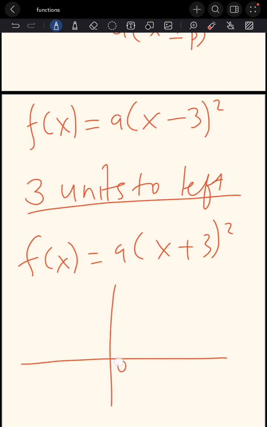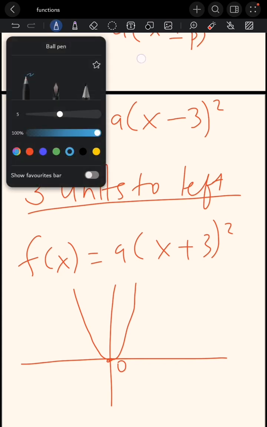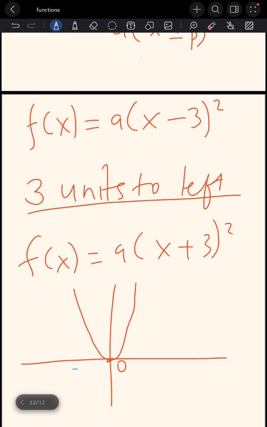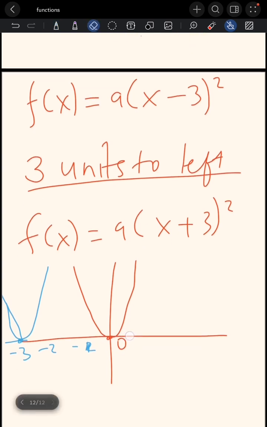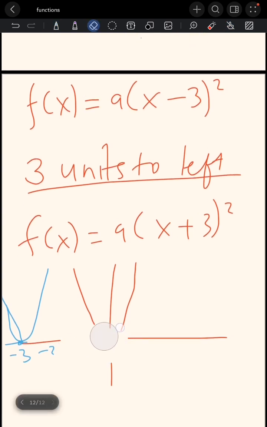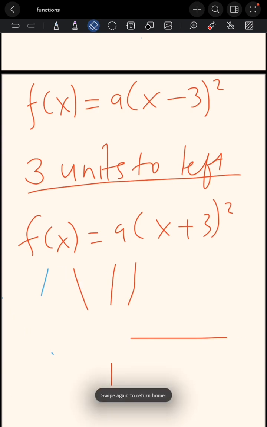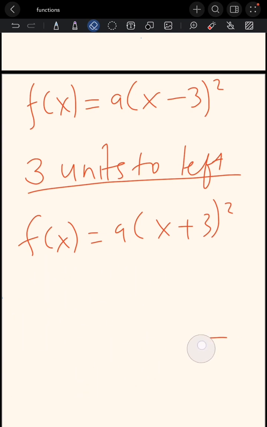Okay, and our function can be something like this. This is 0, and originally it was here. Then we want to move it 3 units to the left, and it's going to come to this. This is minus 1, minus 2, minus 3. It's going to look like this. I'll erase this so that it's clear.